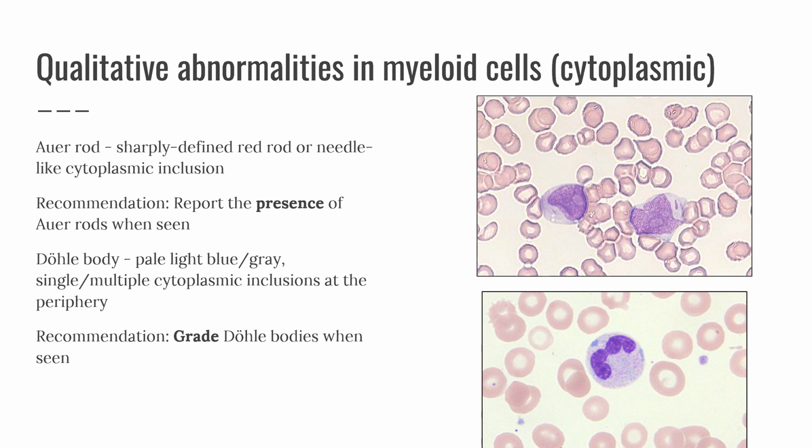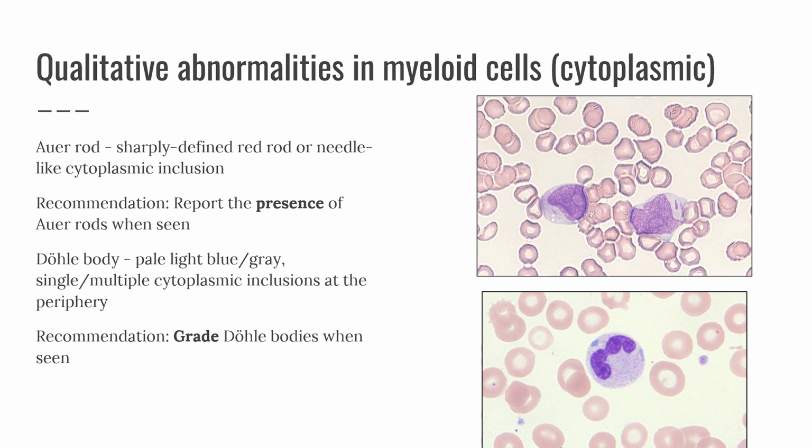Auer rods are sharply defined red rods or needle-like cytoplasmic inclusions. We have to report the presence of Auer rods when seen, especially in a certain hematologic disorder that will be mentioned later.